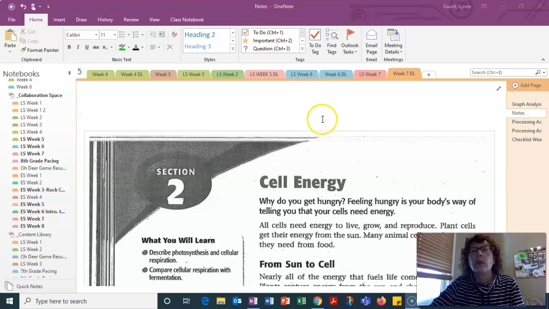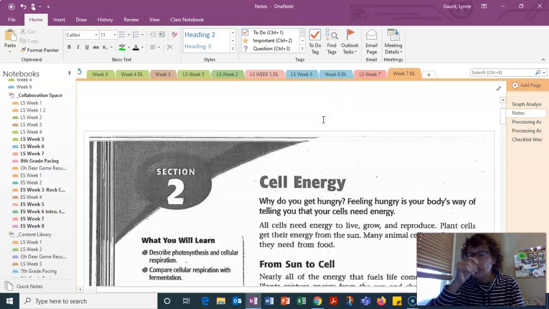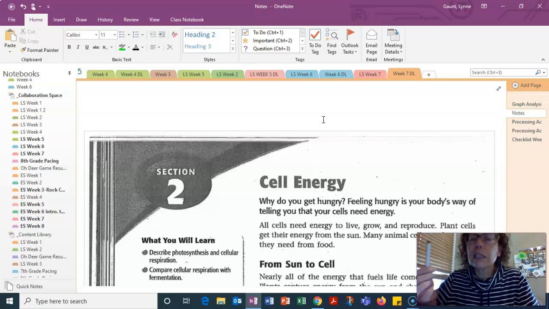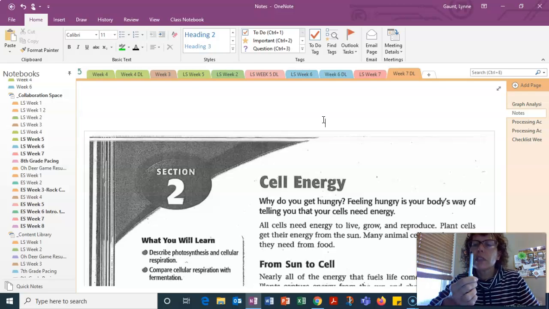Where'd my cursor go? I'm going to double click kind of right here. I'm going to try and use color and notations to help me out. I also have a stylus. You can draw with your finger, but if you have a stylus, you might be more comfortable using that as well.